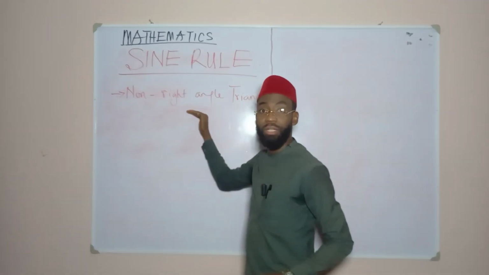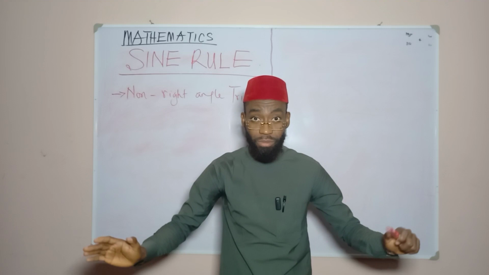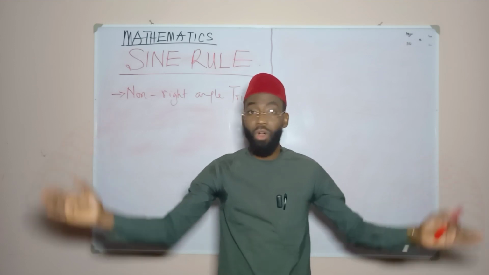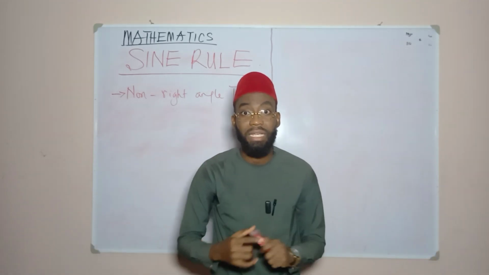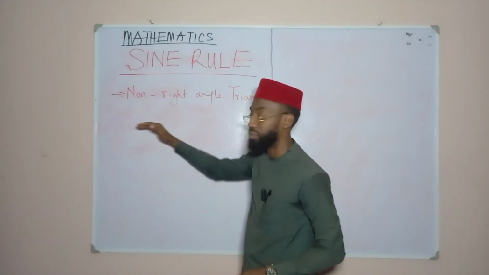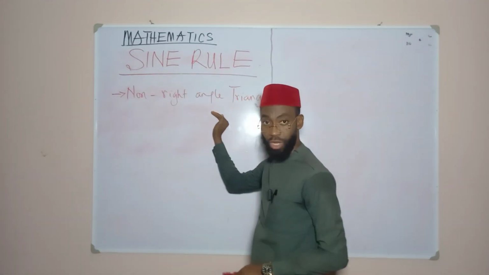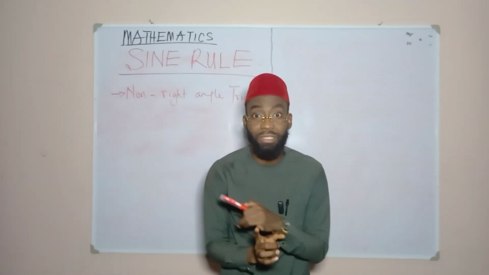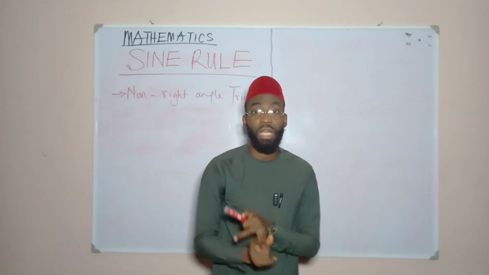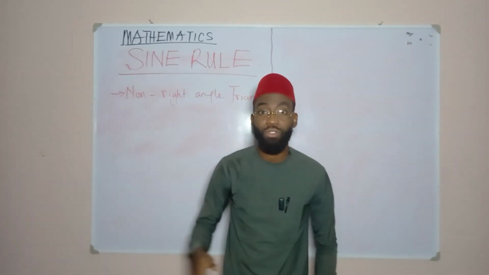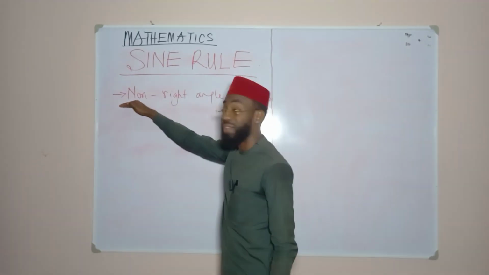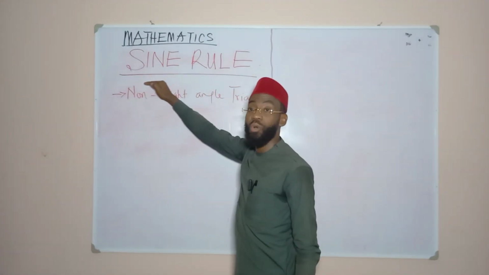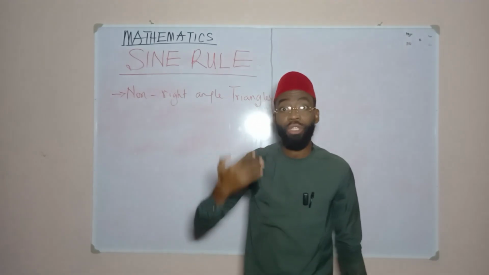A non-right angle triangle is a triangle that is not a right angle triangle. So you talk about the acute angle triangle, the obtuse angle triangle; as long as they are not right angle triangles, they are all categorized under non-right angle triangles. You are not expected to use Pythagoras theorem or SOHCAHTOA to find the missing sides or angles of non-right angle triangles. Whenever we are faced with such a problem, we are expected to employ the sine rule or the cosine rule.